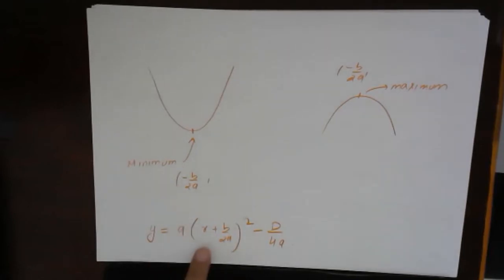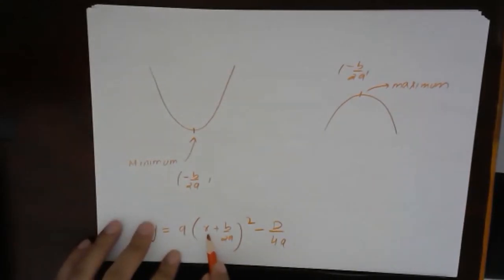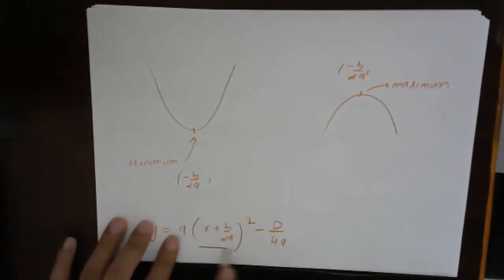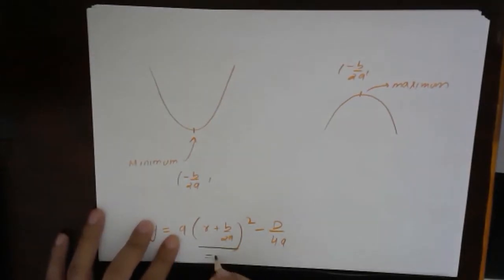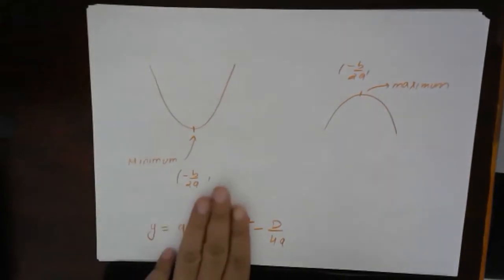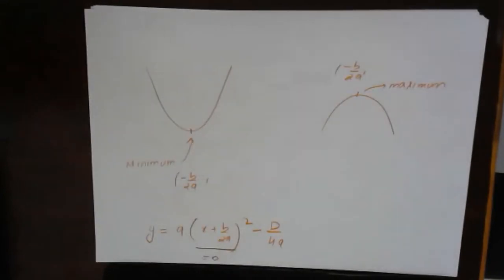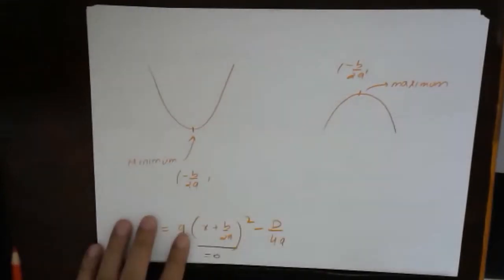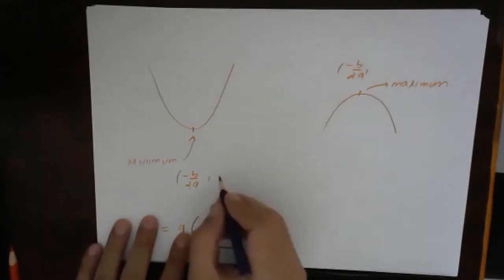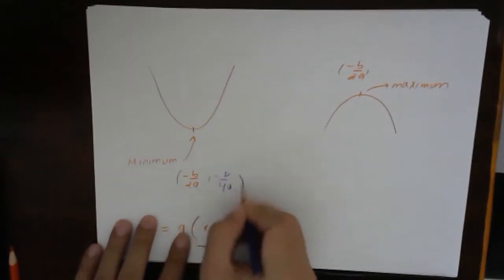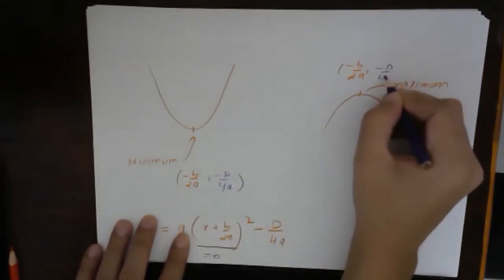Now, if x is equal to minus b by 2a, for any case, whether a is positive or negative, we are not bothered about that, because when x is equal to minus b by 2a, this part will become 0. If this part is 0, that means this thing is removed. Then what will be the value of y? y will be minus D by 4a. So minus D by 4a here, and here also minus D by 4a.